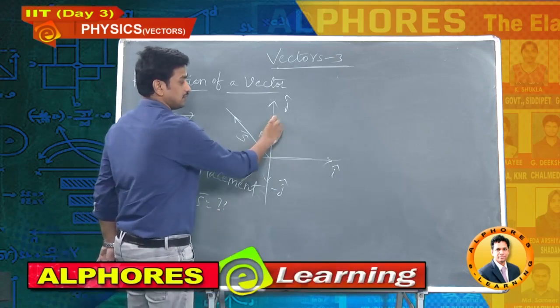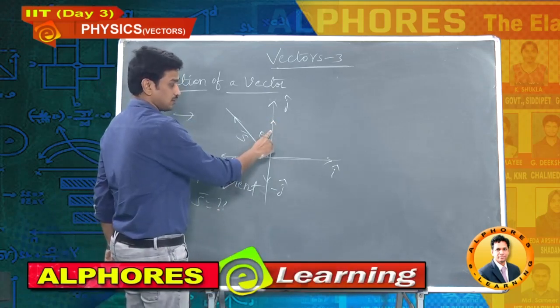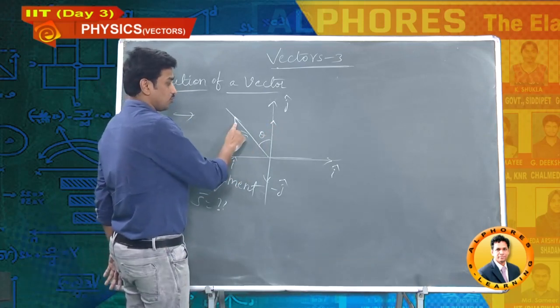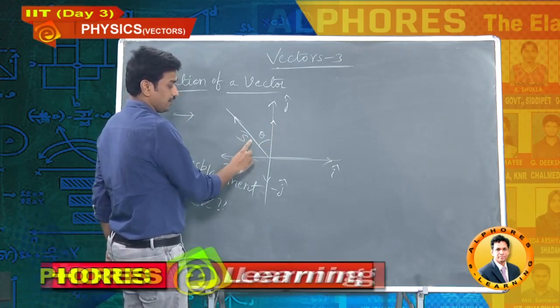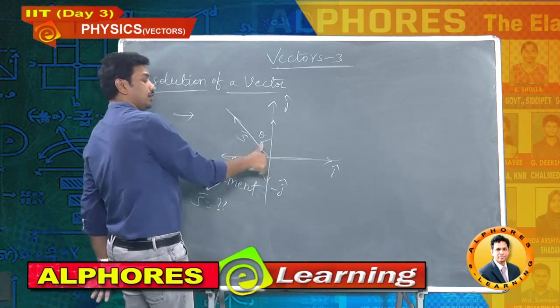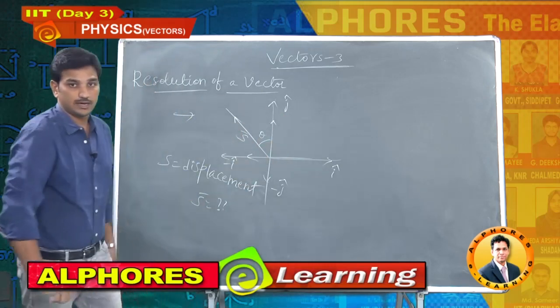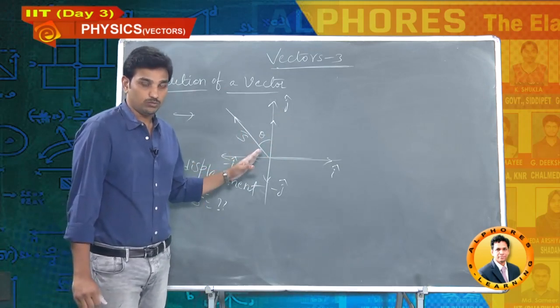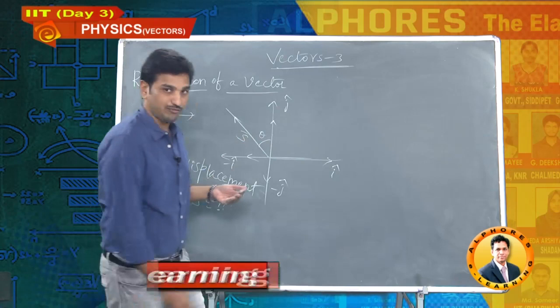Theta touching cos, another side it is a sin. So vector going away, components also going away. I think you got the clarity about resolution of a vector, and how they will ask you a question in your physics.